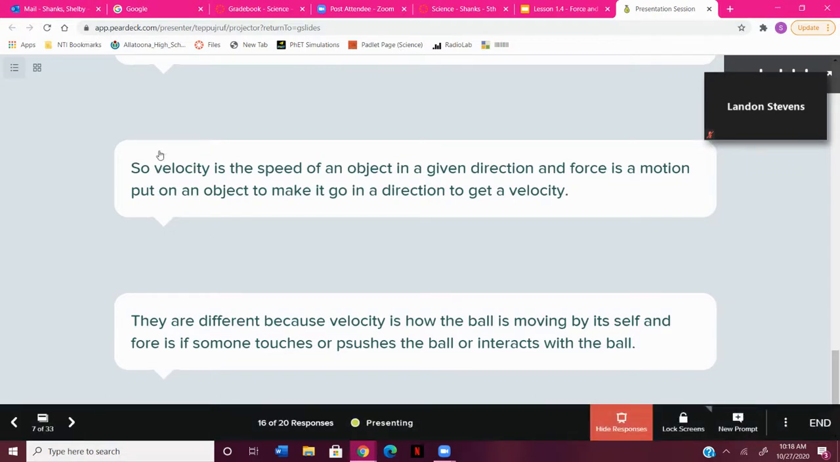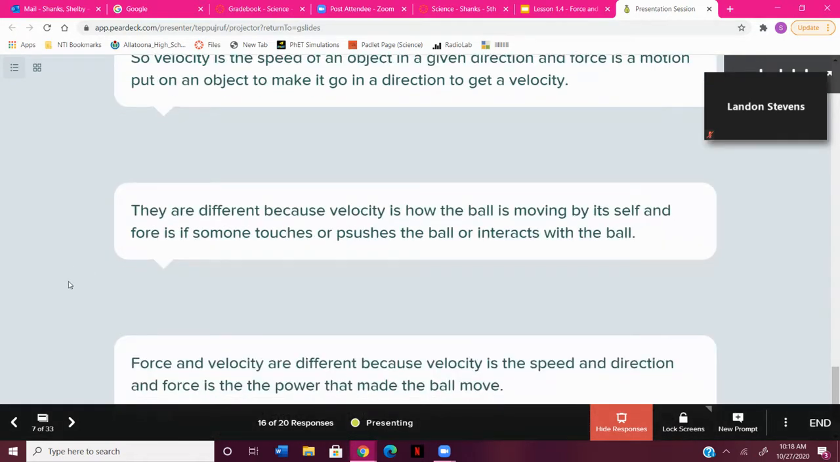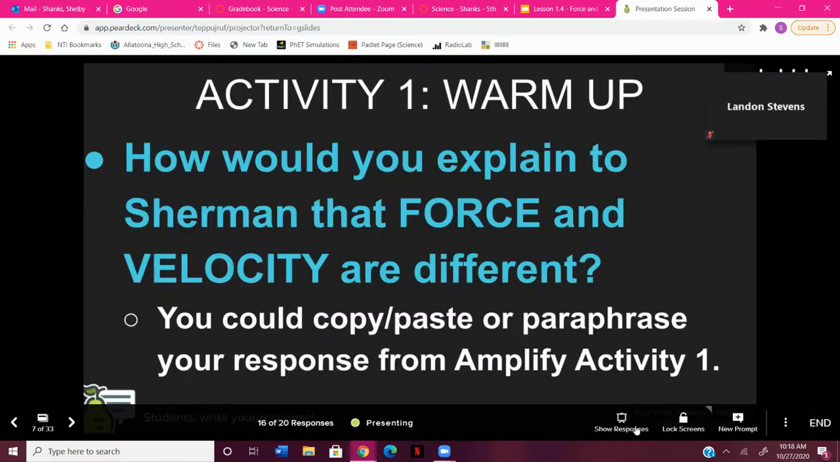This is good. Velocity is the speed of an object in a given direction, and force is a motion put on an object to make it go in a direction to get a velocity. So that's talking about our cause and effect relationship between force and velocity.